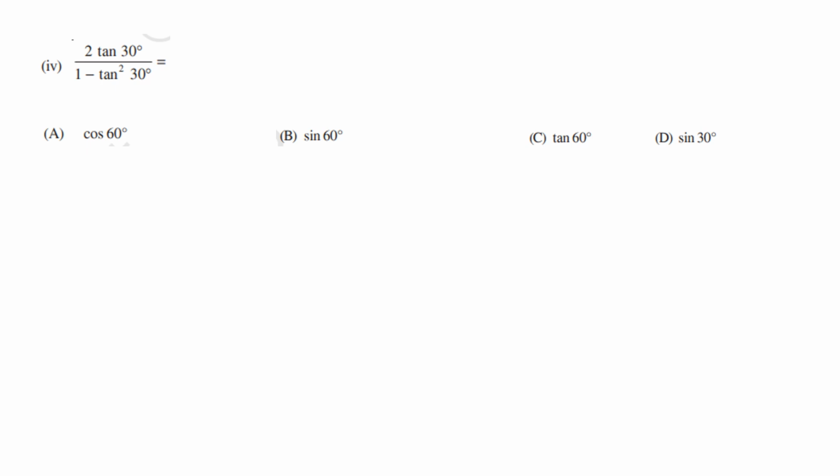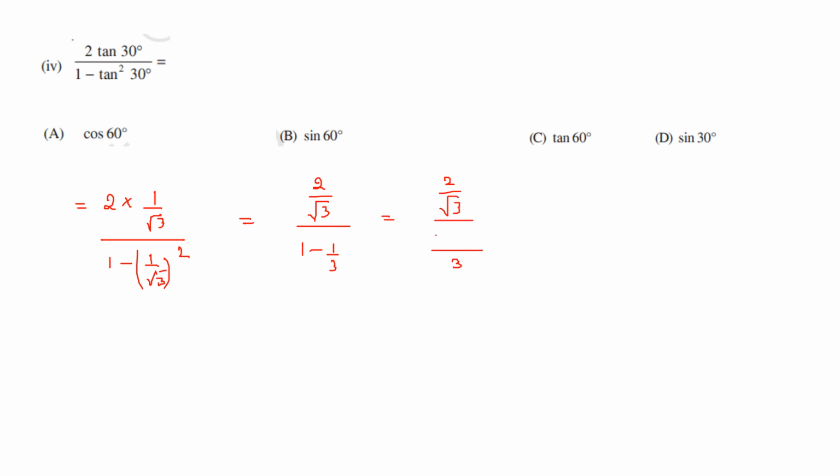Fourth one. 2 tan 30 degree by 1 minus tan square 30 degree. Again, let's put all the values over here. Tan 30 degree, we know it is 1 by root 3. So it will be 2 into 1 by root 3 divided by 1 minus (1 by root 3) whole square. So 2 into 1 by root 3 is 2 by root 3, by 1 minus 1 by 3, which will give me further 2 by root 3 by, taking the LCM 3, (3 minus 1) by 3, so 2 by root 3 by 2 by 3.